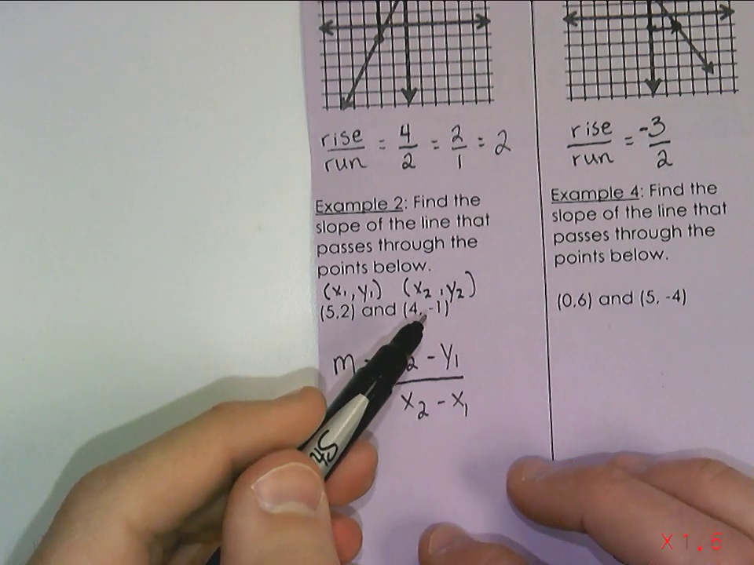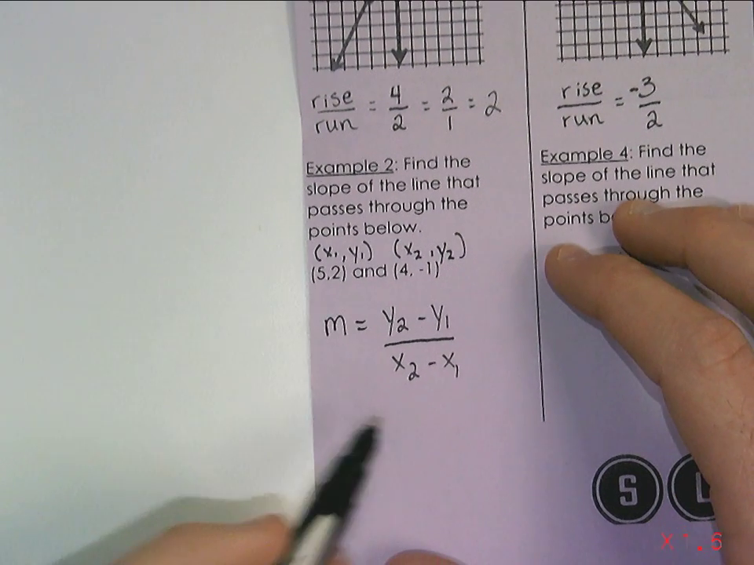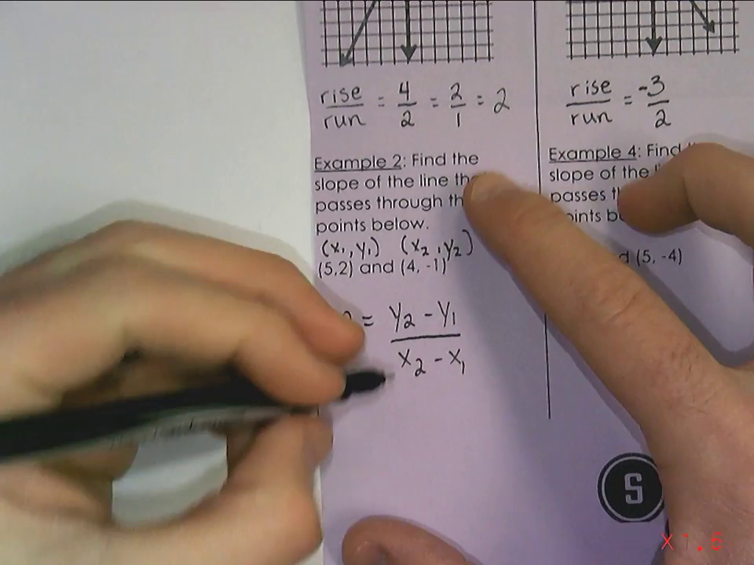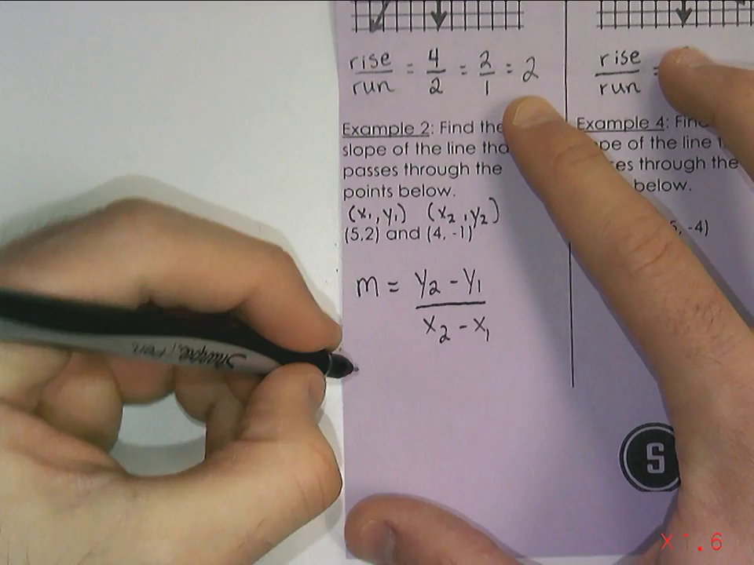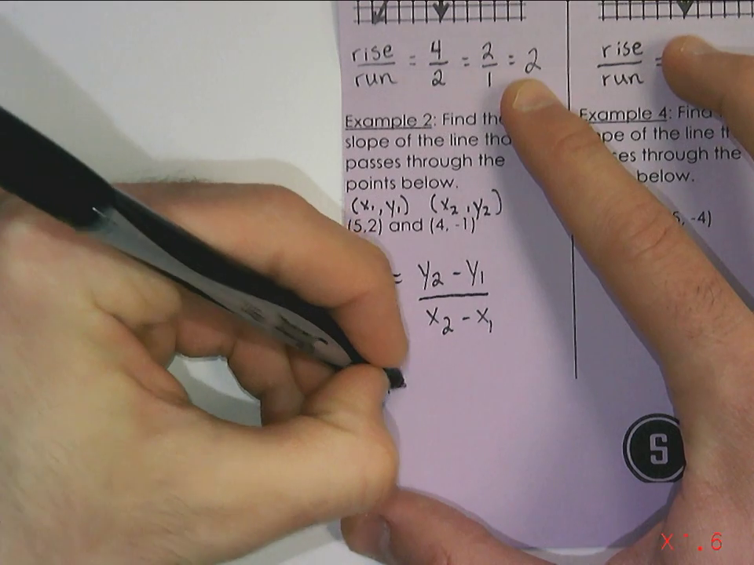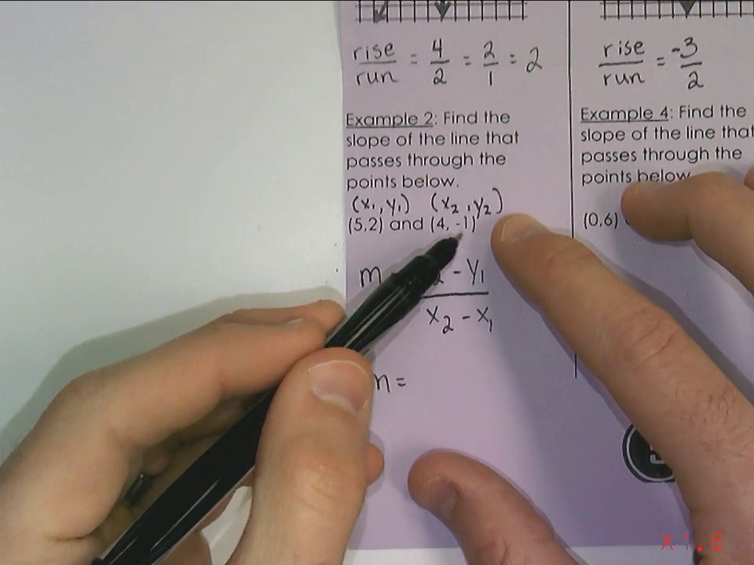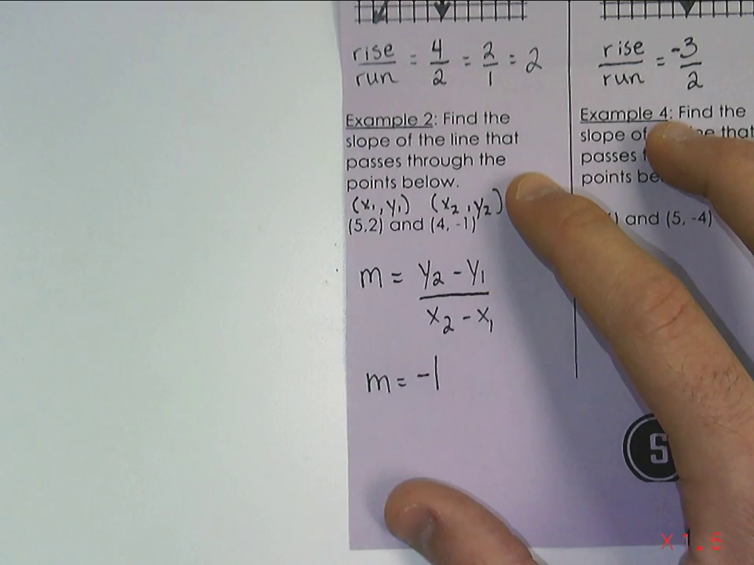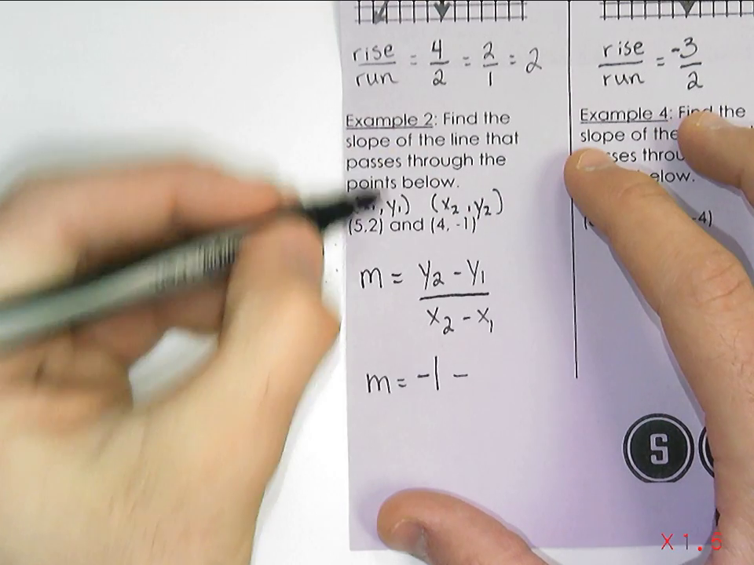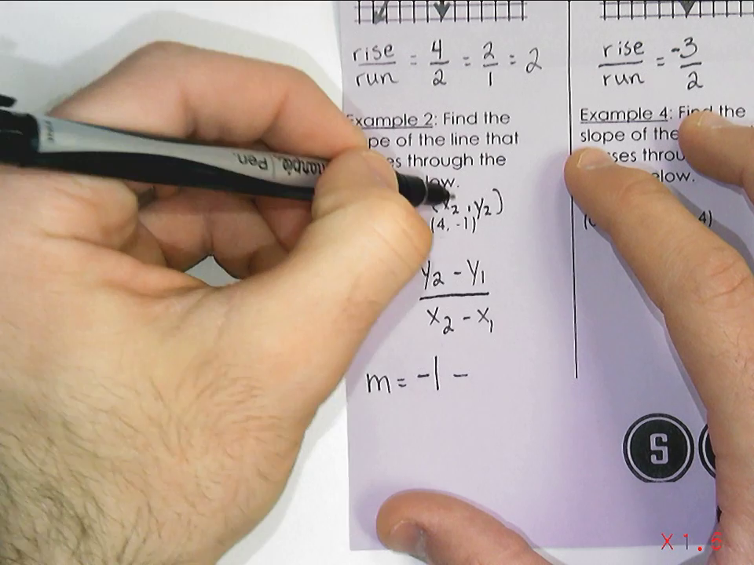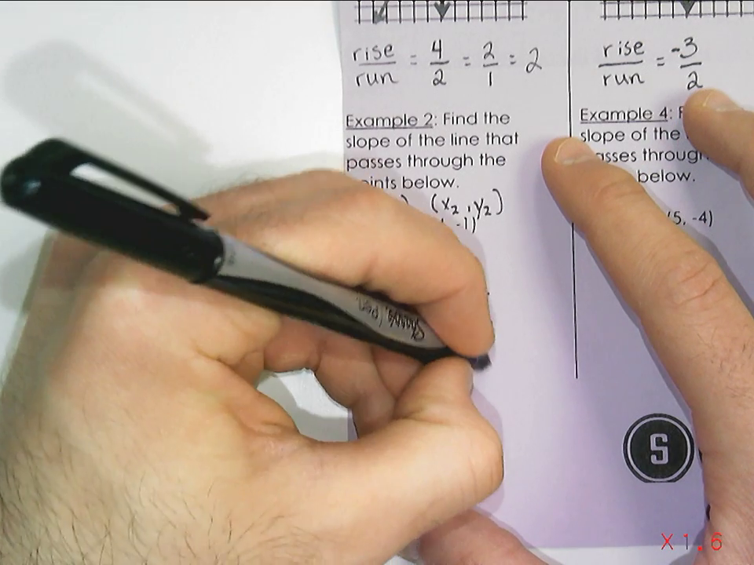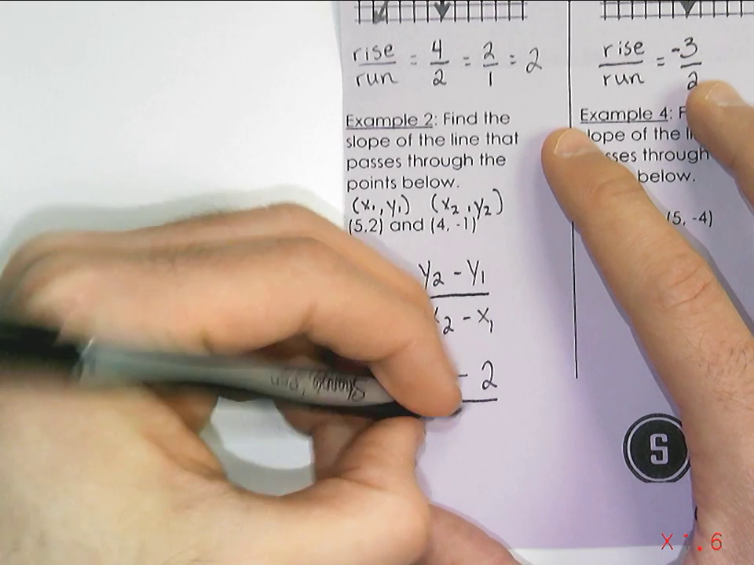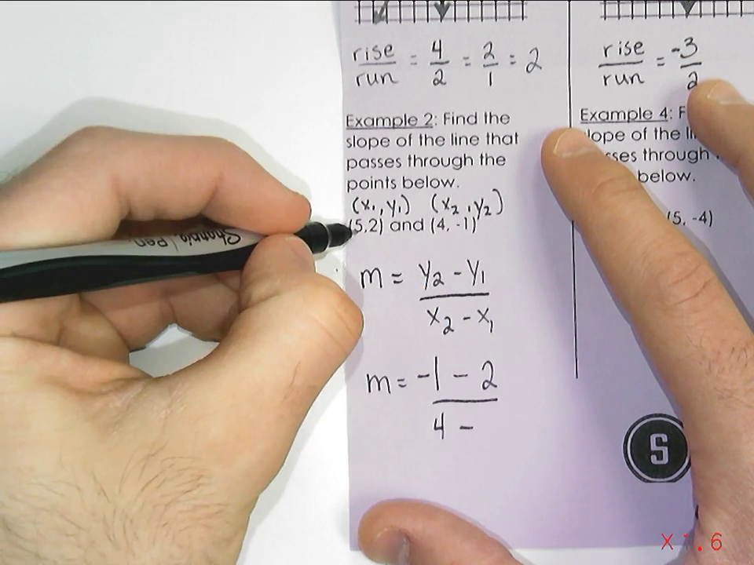Now it's just a matter of plugging in the numbers that we have into the equation below. So let's go ahead and do that. So we'll use m equals, so y2 in this case would be negative 1, so we're just replacing these variables with numbers, negative 1 minus 2, which would be y1, and then x2, which would be 4, and minus 5.